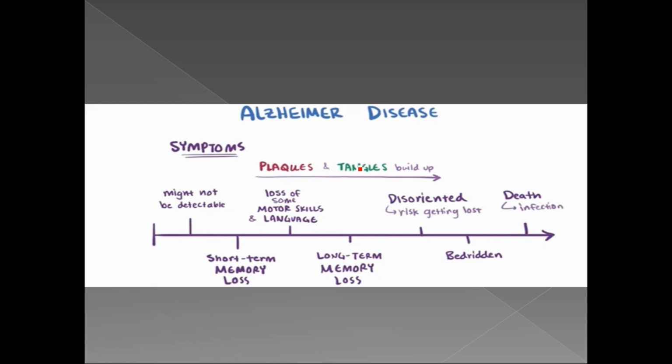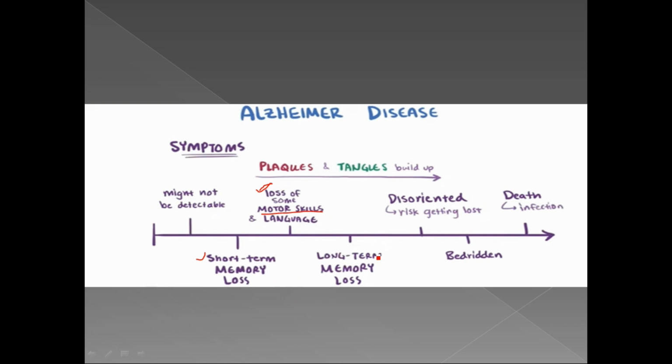So here are some symptoms which show that the plaques and tangles buildup has started in the brain. At first, Alzheimer's disease might not be detectable, and after some time we see short-term memory loss. The patient forgets what he ate in the morning or in the evening, or small daily activities. He forgets to do them. Then comes loss of some motor skills or language, if he has learned some motor skills such as piano or violin or any other motor skill. Sometimes writing is also affected. Then he might forget how to do these things.